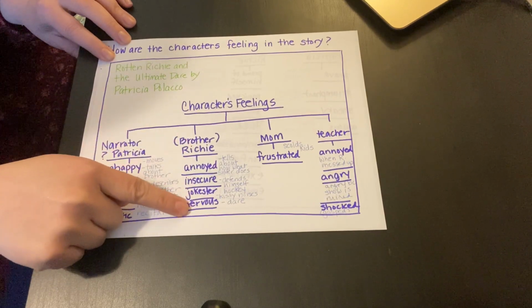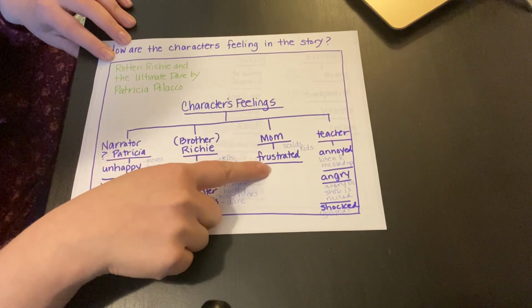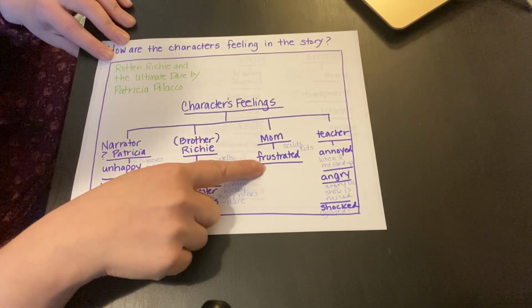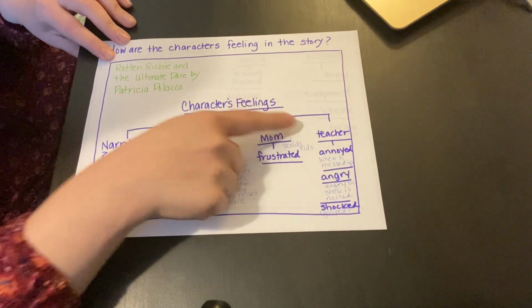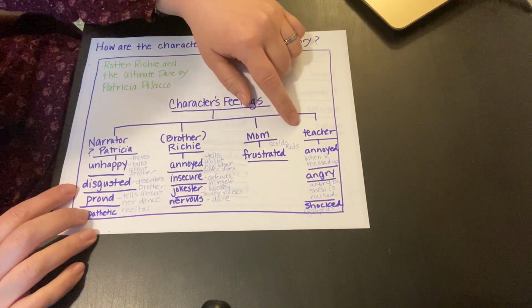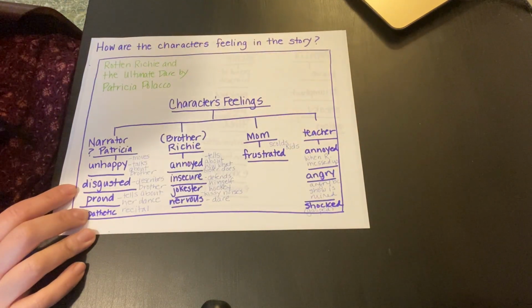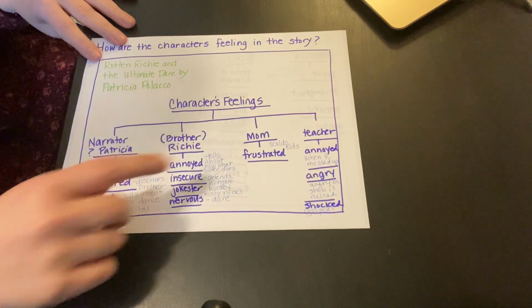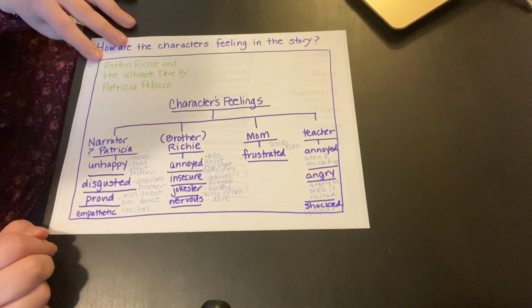Then I spoke about, or wrote about, Richie, which is her brother. And the mom stood out. There was a part when she was a little frustrated, so I thought it would be okay to note down her feeling. And then at the very end, you see, I noted the teacher's feelings. I forgot her name. I should probably go back and listen to that in case that detail is important, or reread that. And then I put how the teacher was feeling at different parts throughout the story.